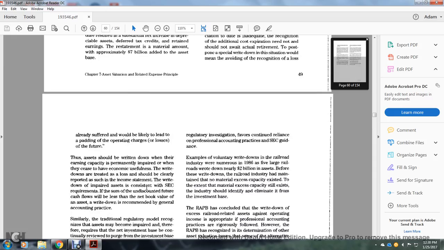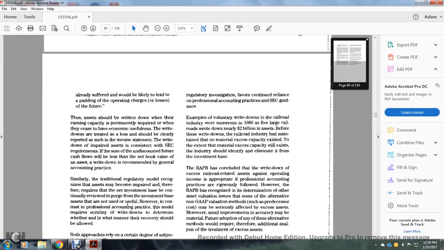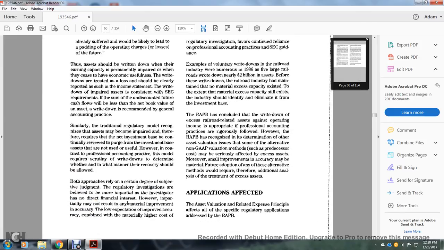The write-down of the impaired assets is consistent with the Securities and Exchange Commission's requirements, where the sum of the discounted future cash flows will be less than the net book value of the assets, and is recommended by general accounting principles. Similarly, traditional regulatory models recognize the assets being impaired, but therefore rely on the net investment base and continually review and purge the investment base of assets not useful.